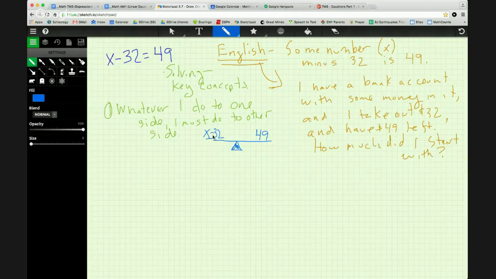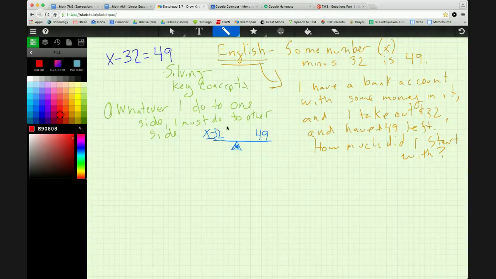If I subtract 5 from one side, to keep this balance I have to subtract 5 from the other side. Similarly, I could multiply both sides by 10, or I could divide both sides, okay? So let's go back and look at point number 2.